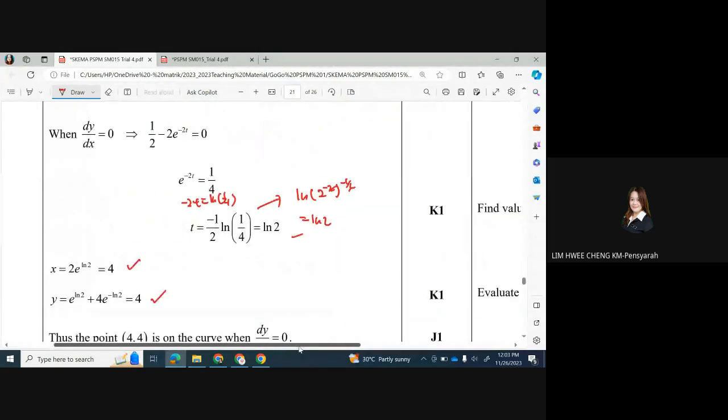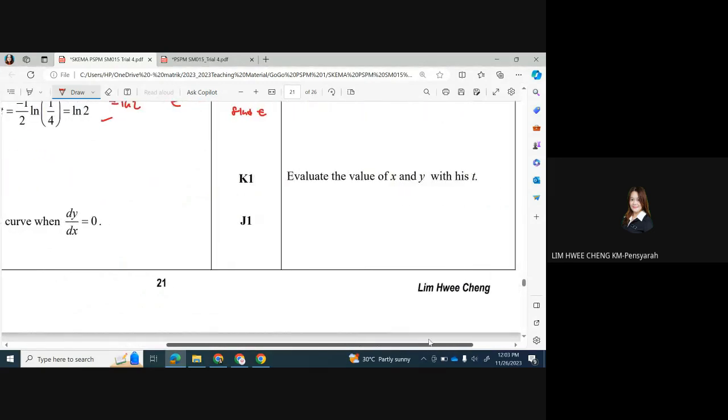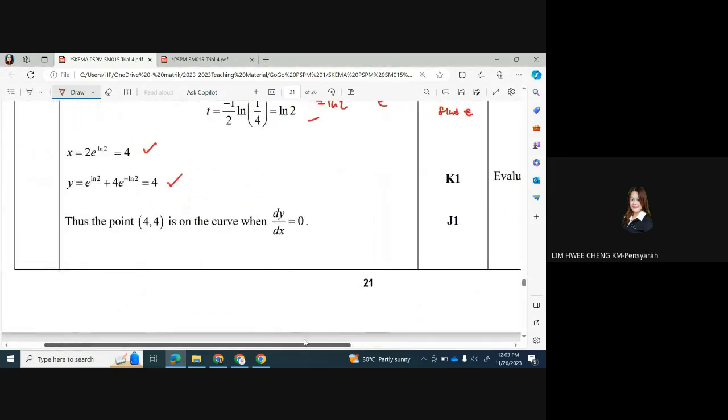So they are going to give you a mark here. Find t. Okay, evaluating the value of x and y with t. Evaluating, so maka jawab balik dia punya point form. Point form. You need to answer back the questions. So kena jawab balik.